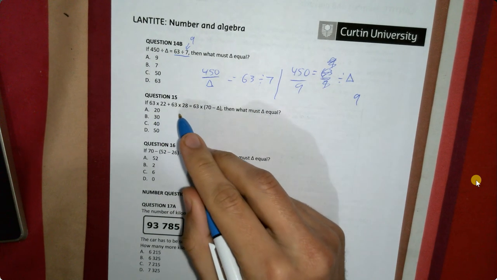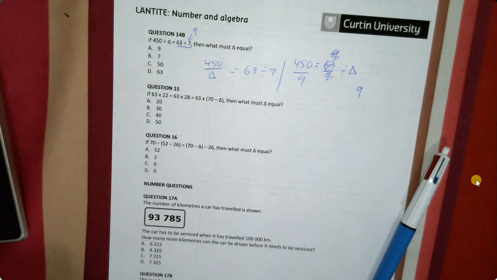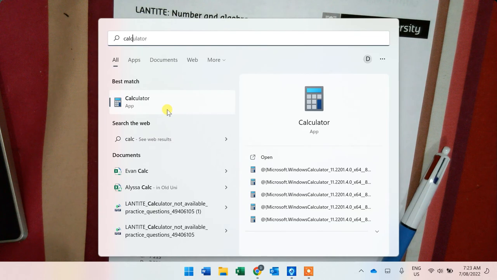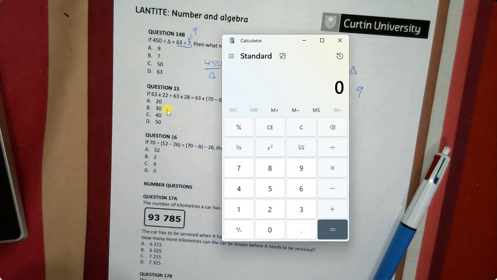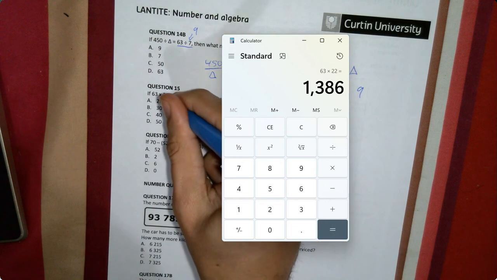63 times 22 plus 63 times 28 equals 63 times 70 take delta. This one, I will get my calculator. So this time around, I'm going to try and actually figure out one of the sides. So 63 times 22 plus 63 times 28. Not sure if that has done it right. Hang on a quick second. 63 times 22. So that's the first part. 1386.